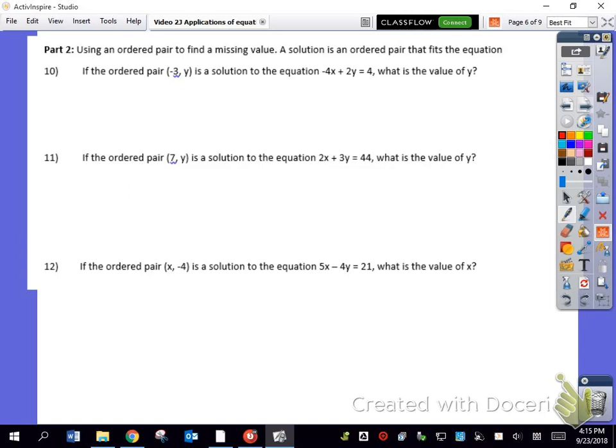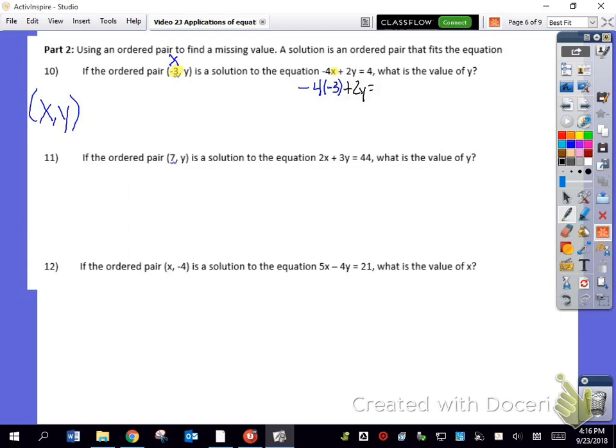Now on the next part you have ordered pairs. So we are going to take the information, -3. -3 is in the x spot, because any ordered pair is always x, y. Always. So -3 is in the x spot. That means wherever we see x, we're going to plug in -3. So -4, parentheses, -3, and then I'm going to bring everything else down.